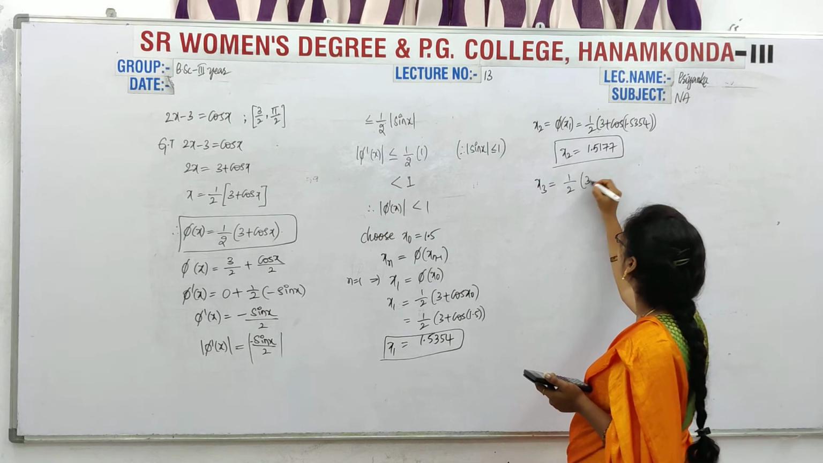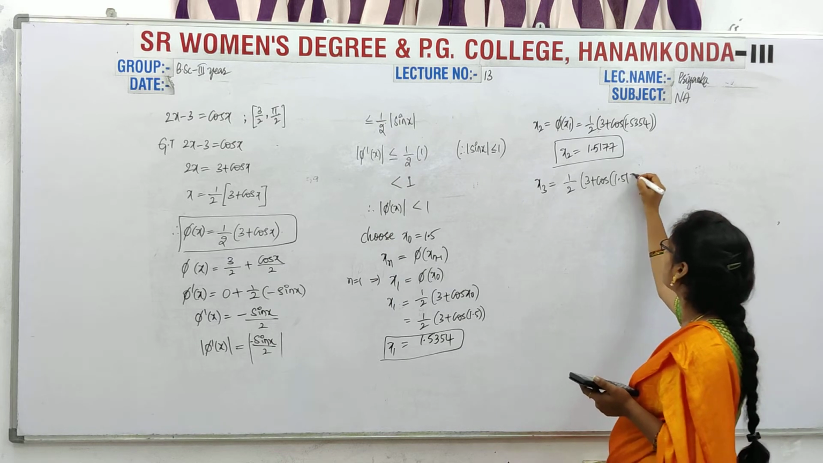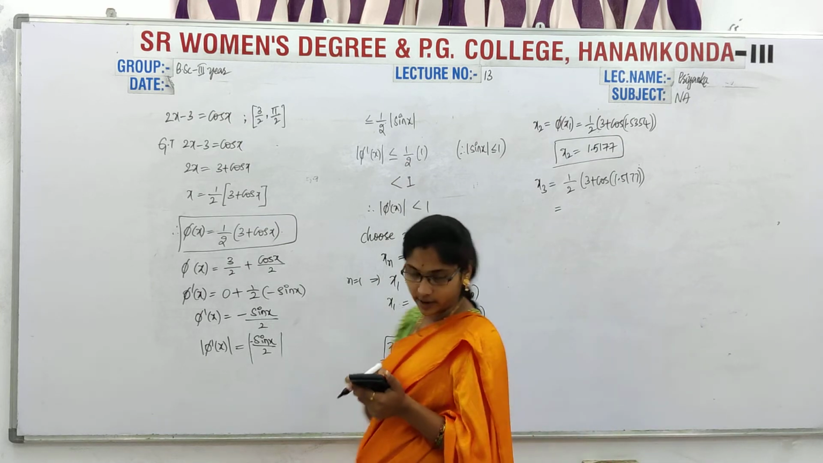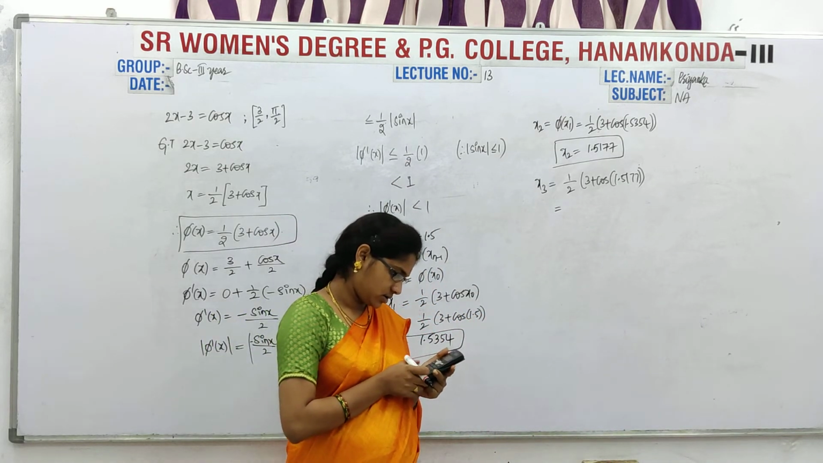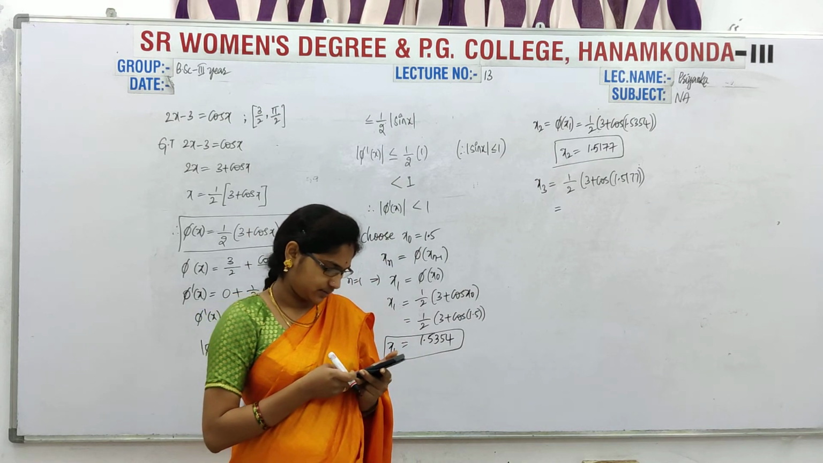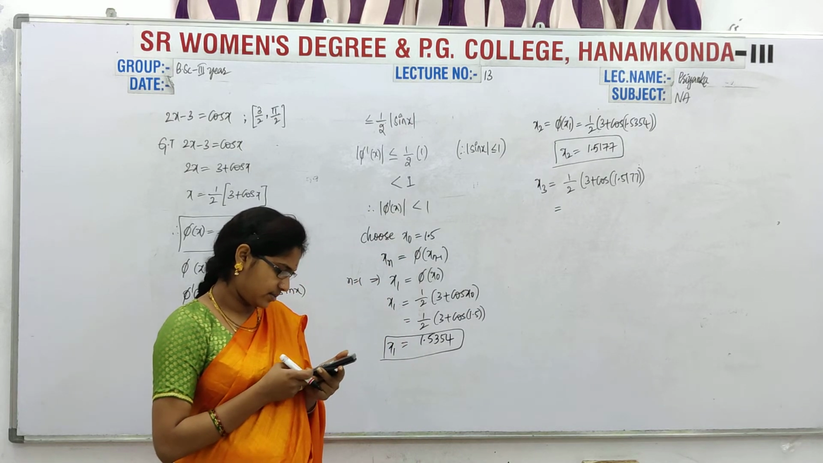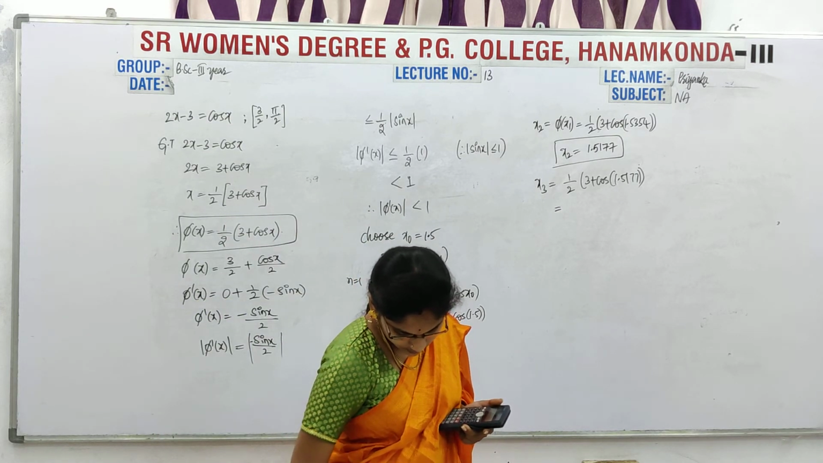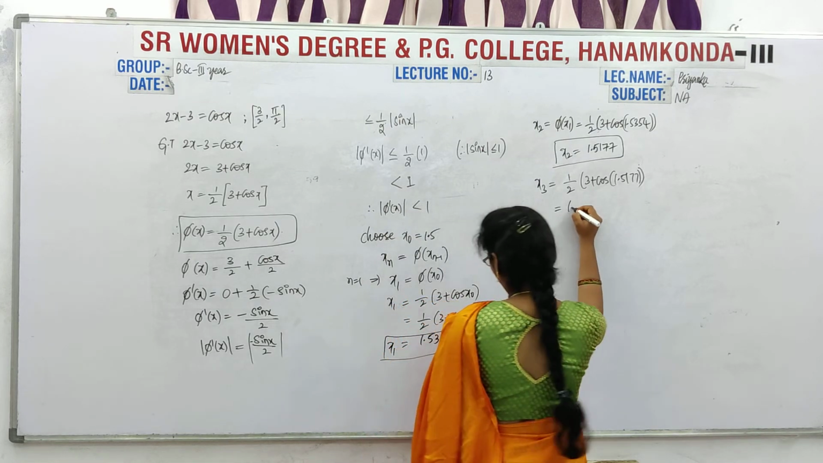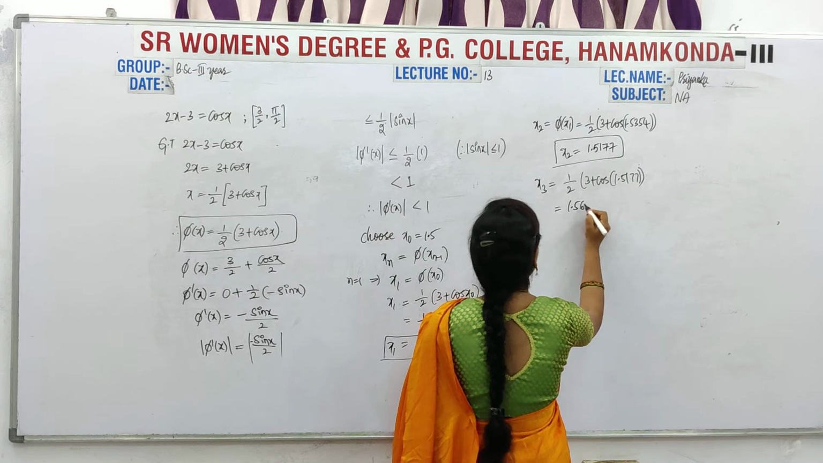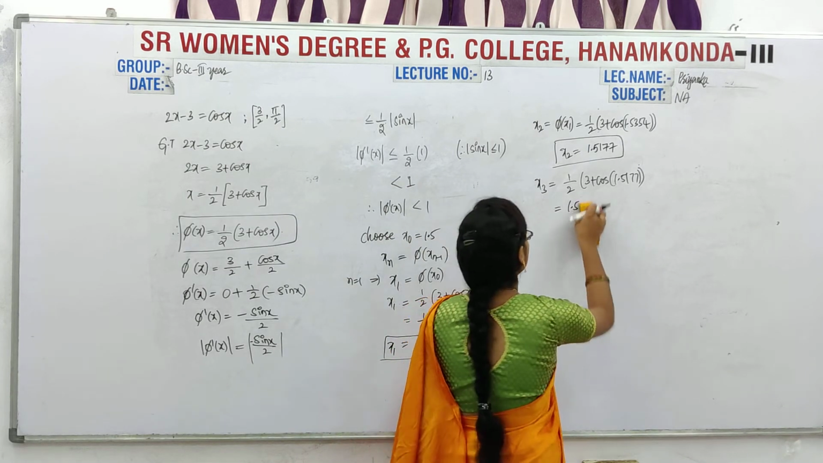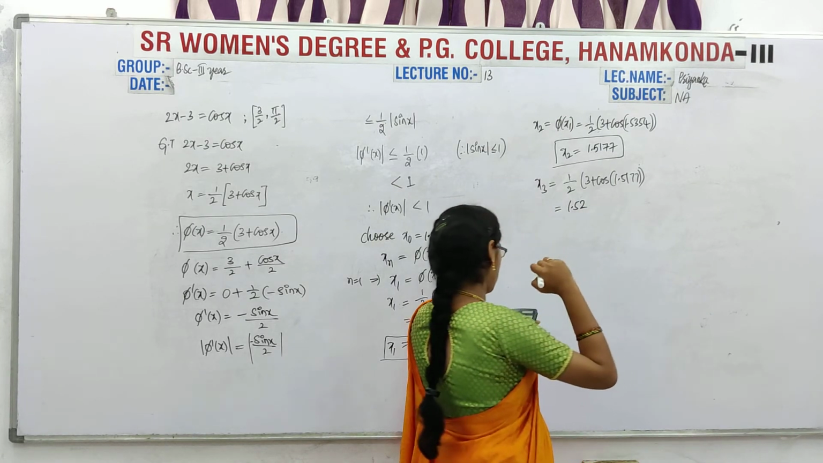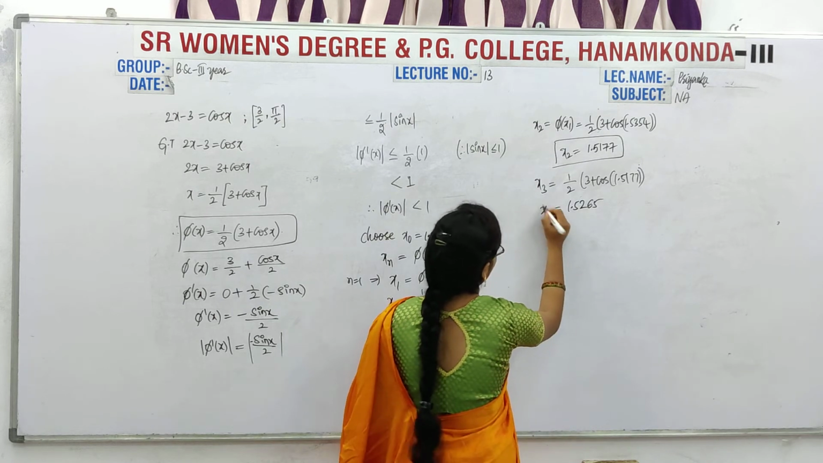Now 1 by 2 of 3 plus cos 1.5177. Now what we get? Calculate it. Cos of 1.5177 plus 3 divided by 2. Now I have 1.52653. So simply I am taking 1.5265. This is nothing but x3.